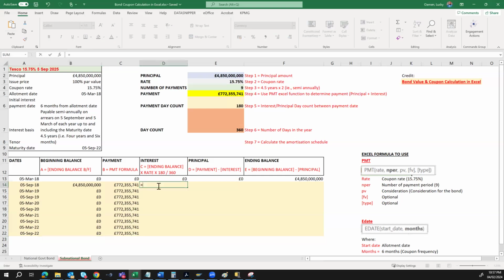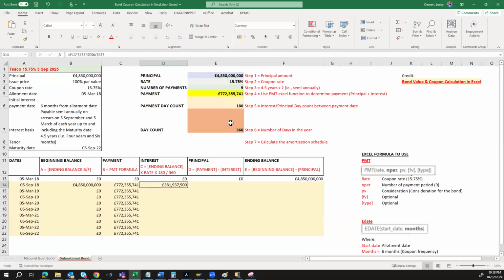Let's do that now. Equals to our ending balance, 4,850, multiplied by our coupon rate, which is 15.75. I'm going to freeze this because I'll be needing it for the rest of the rows. F4 on my keyboard. Multiplied by 180 days, which is what we have here, payment day count. I'm going to also freeze it because I'll be needing it for the rest of the column. F4 on my keyboard. Then divided by the 360 day count. Also, I'm going to press the F4 key to freeze or make this cell an absolute cell reference. Press F4 on your keyboard and we'll have that in place.